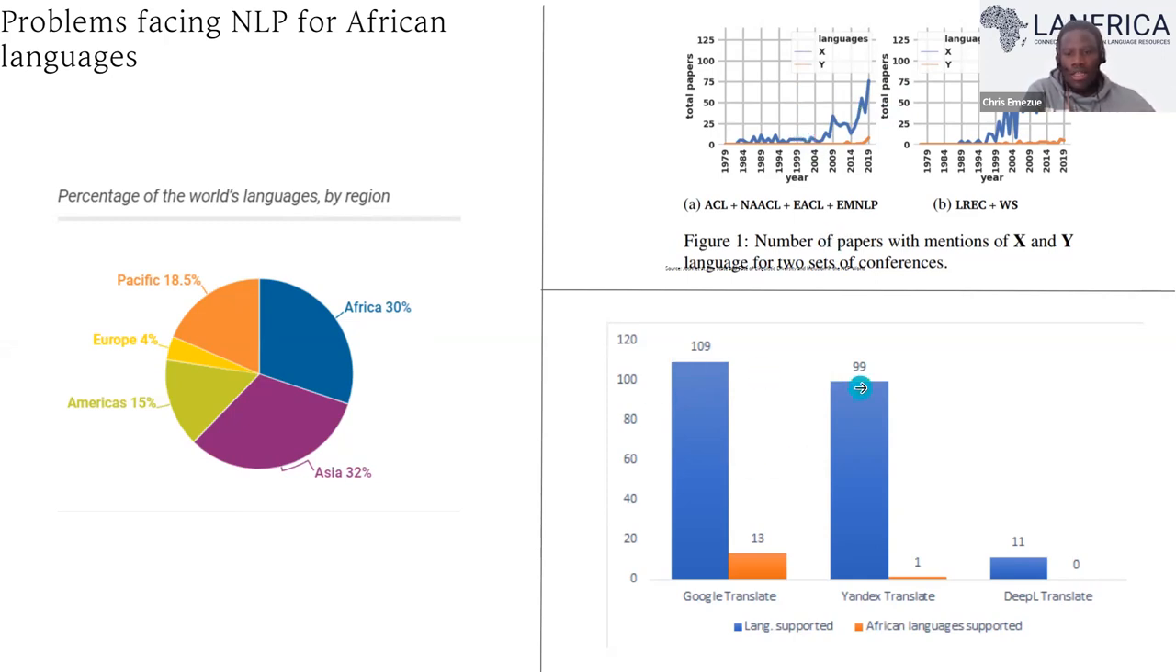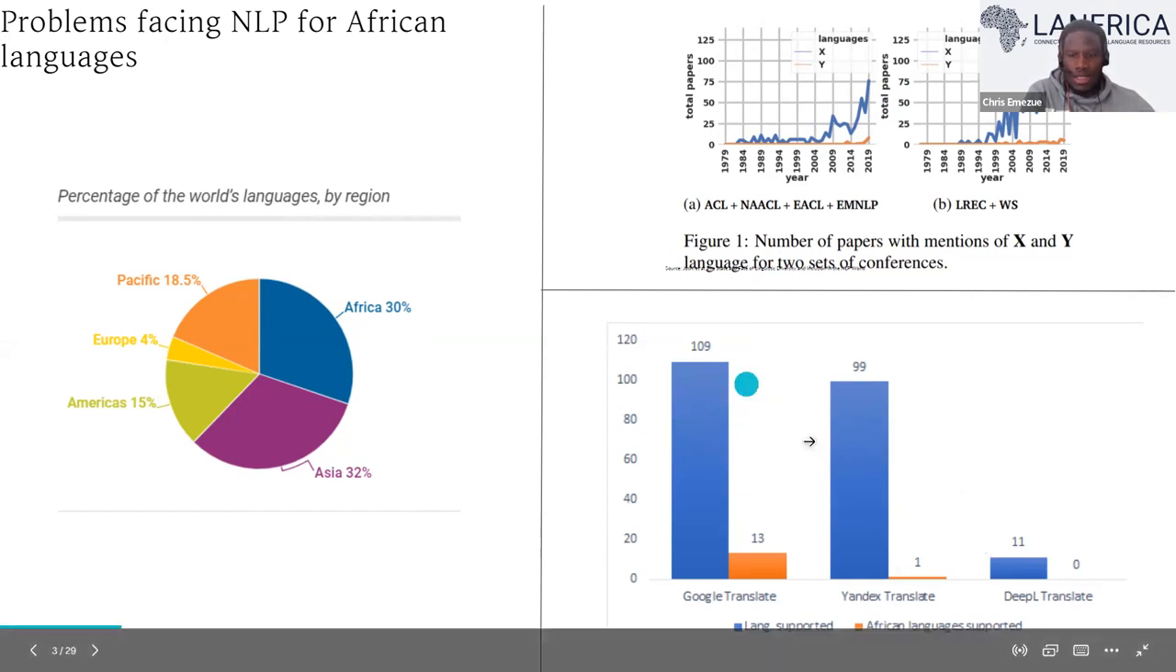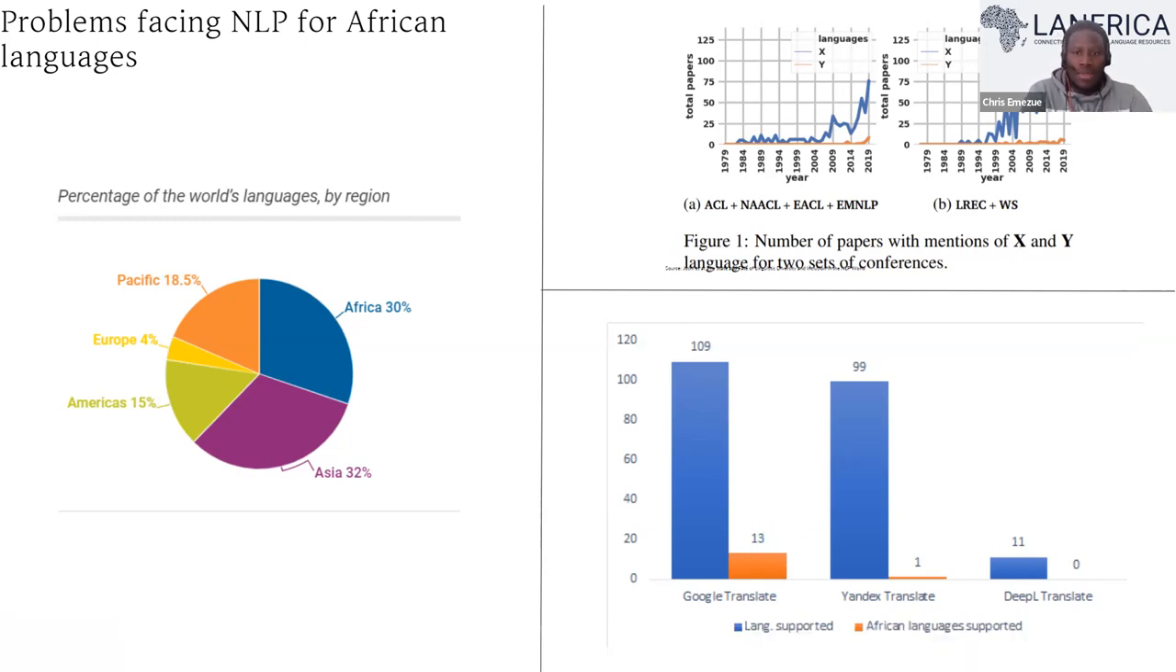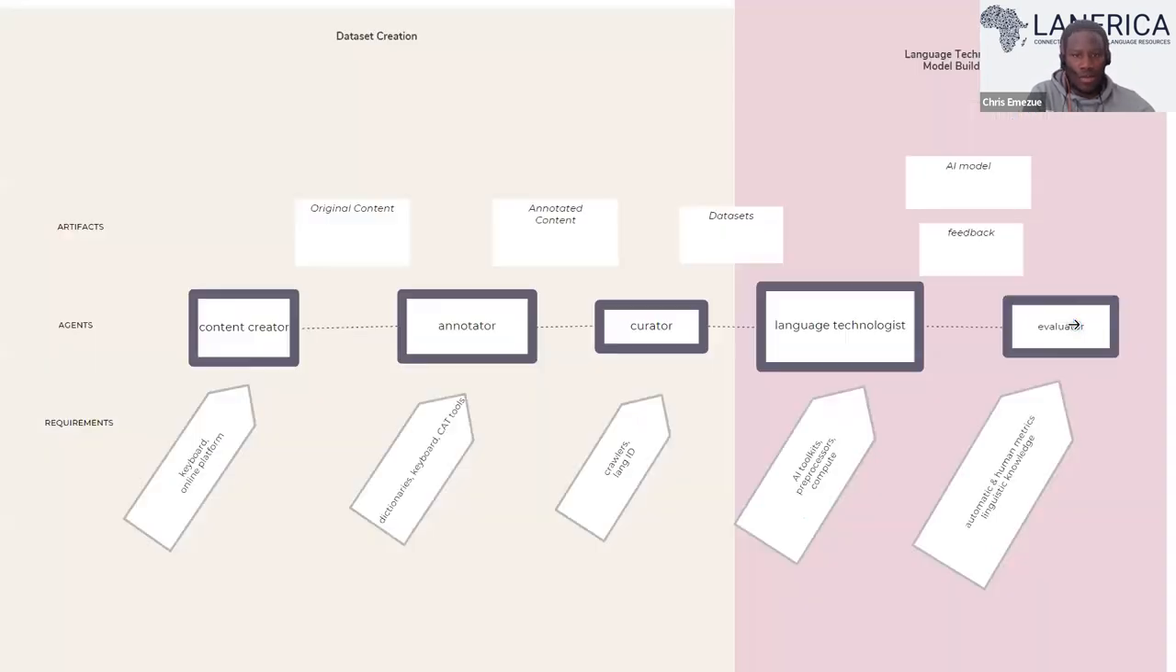In the same way, when you look at popular translation engines like Google Translate and the rest, of course this bar chart is not accurate now, as it's more than 13 African languages now, but you see this clear distinction. African languages do not get much representation in the world. Given that there are about 2,000 of them and they occupy 30%, that seems to be a problem. And given the way the world keeps advancing in technology, there is a fear that very soon these languages may become extinct. This is why we say that there are problems facing African languages.